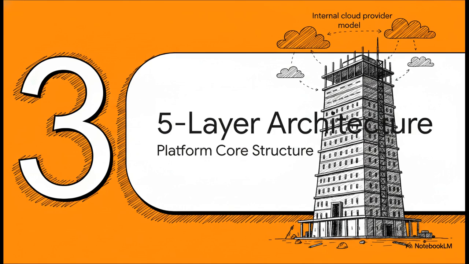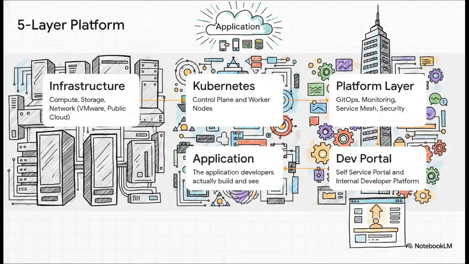Moving on to section 3, core 5-layer platform architecture. To really get how this internal cloud provider model works, let's break down its structural blueprint. Think of it kind of like building a skyscraper, working from the foundation all the way up. So, layer 1 is your infrastructure. That's the raw compute, storage, and network, whether that's VMware, bare metal, or public cloud. Right above that sits layer 2, the Kubernetes layer, which houses your control planes and worker nodes.